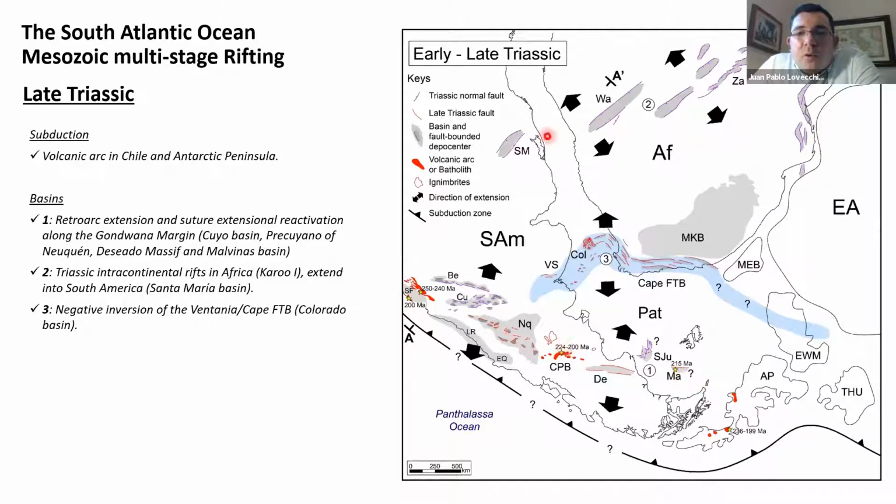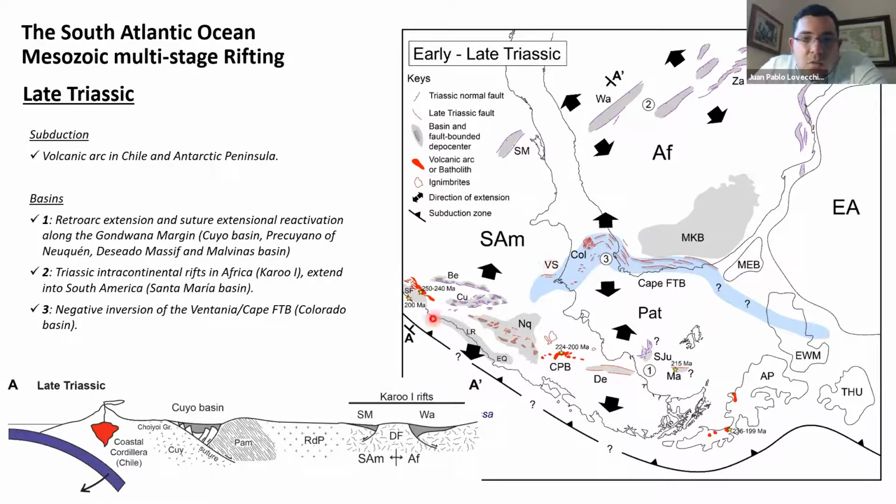Also, this extension produces intracontinental rifts here in Central Africa, extending into Brazil, and the extensional reactivation of the fold and thrust belt produced by the collision of Patagonia, that in the Triassic, at least in the late Triassic, is extensionally reactivated and forms the epicenters. This is a section between the Andes, showing active subduction with a volcanic arc, retroarc basins, extensional basins. In this case, the Cuyana basin occurring over the suture between two Paleozoic terrains.